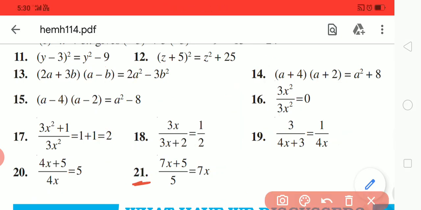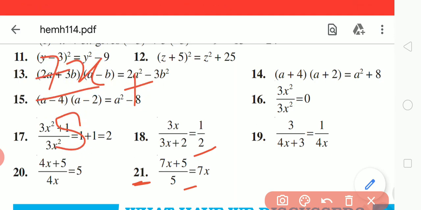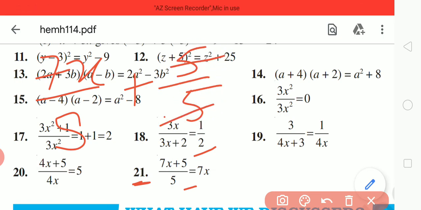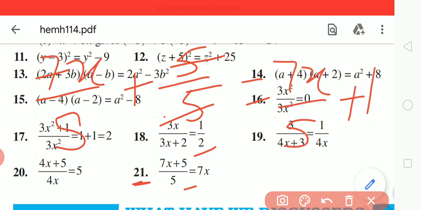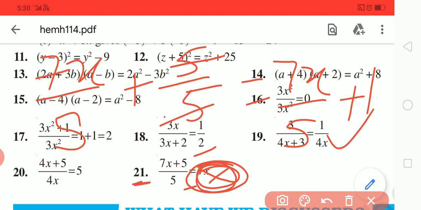Come to question number 21. So 7x plus 5 by 5. Yes, you can separate the terms because here is a binomial and here is a monomial. So you can separate the terms like 7x by 5 plus 5 by 5. So you can cut 5 by 5 and now you will get 7x by 5 plus 1 is the correct form. But you can see here only 7x is given, so it is wrong, so complete error. So you can circle 7x because it is a complete error, and this is the correct form, right?